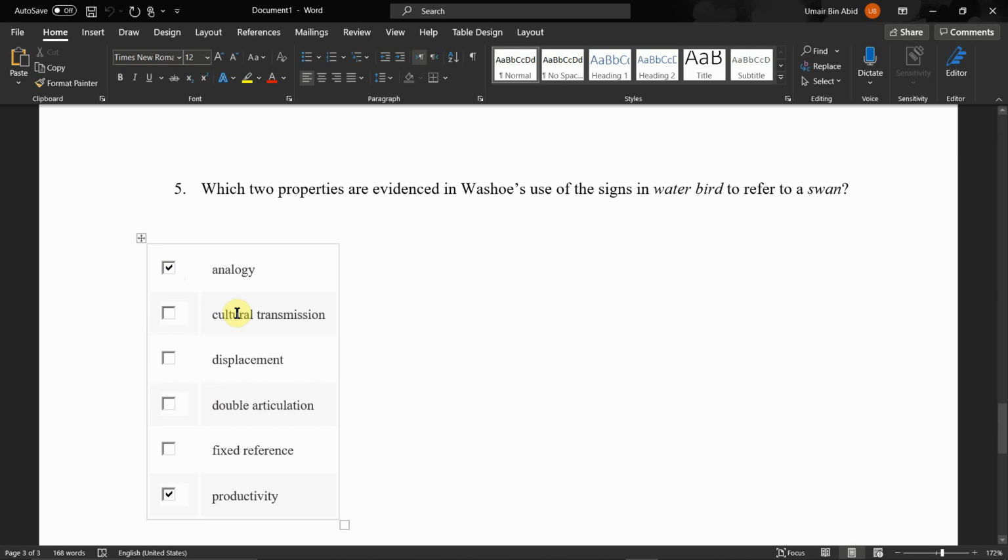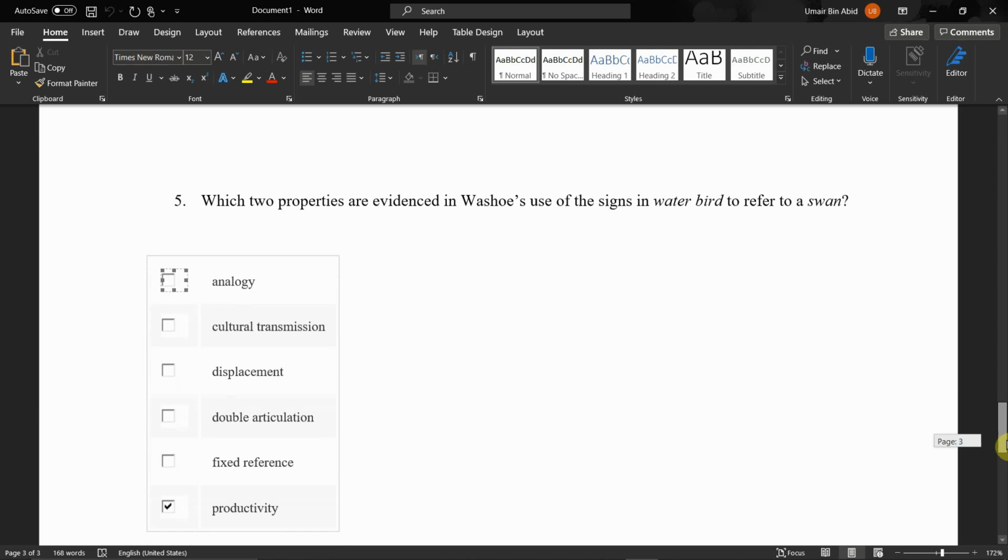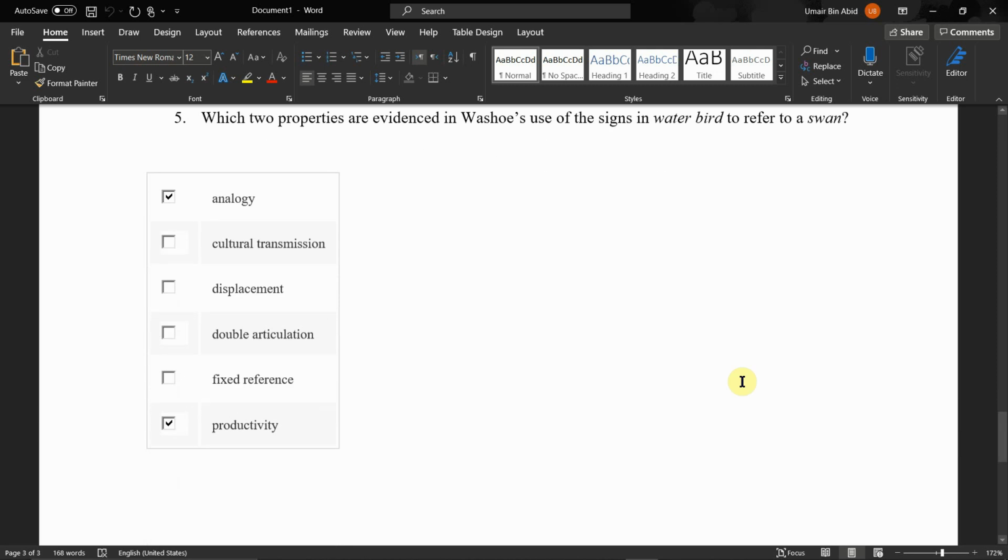This has nothing to do with cultural transmission, and neither any connection with displacement or double articulation or fixed reference, because fixed reference means you cannot use language except what is genetically inherited, which is the main property of most animals' communication. But all of these chimpanzees were studied, and they provided these results.